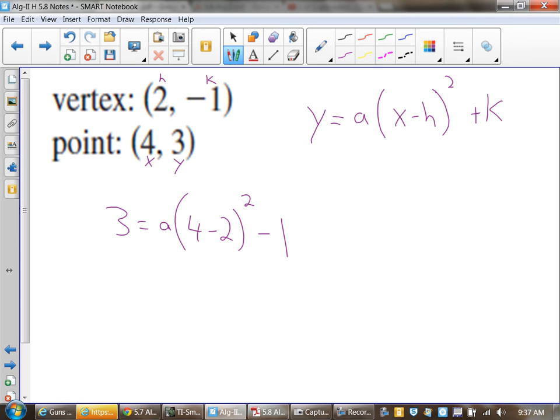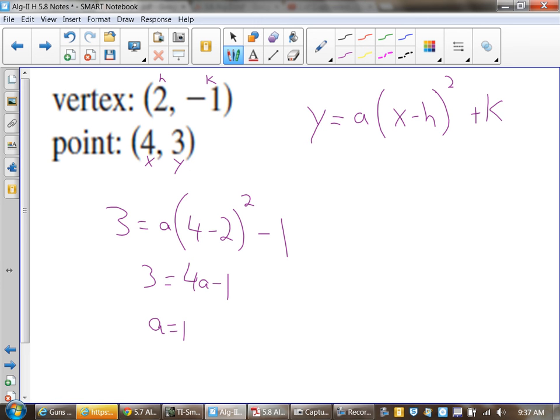So when you square this out, you get 4 minus 2 is 2. 2 squared is 4. Boy, that was convenient. What's a again?